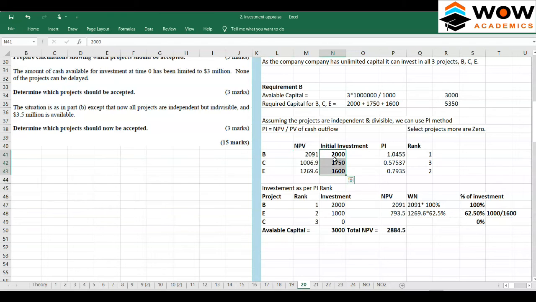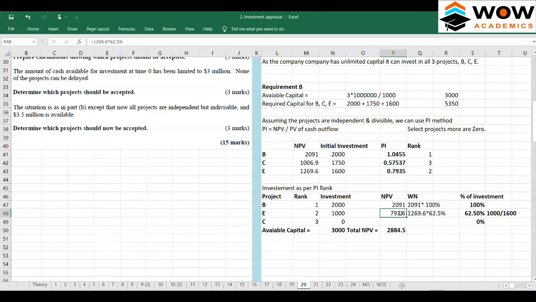So finally we got an indicator. Based upon the indicator, B is the first one, E is the second one, C is the third one. So the ranking is going to be BEC, so it's 1, 2, 3. So investment of 2000 we can fully make in B, and we'll get the full NPV. The balance investment is 1000 we could make in the second rank, E, which is 1600. So of 1600 we can only put 1000, which means only 62.5% we can put. As we can invest only 62.5%, the NPV also we can only get 62.5%.